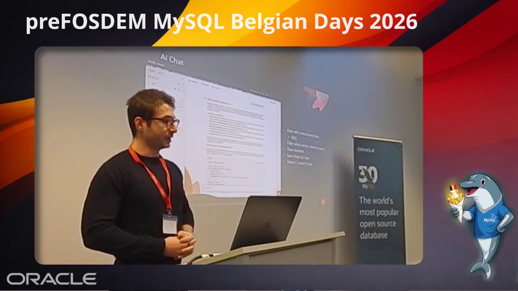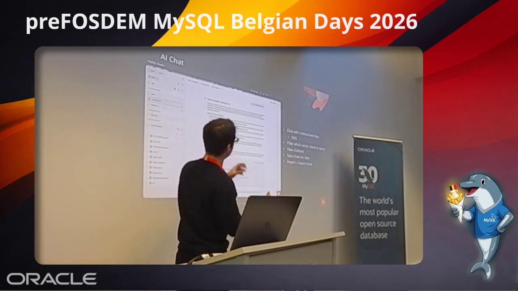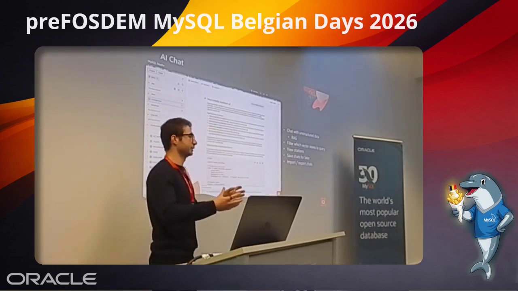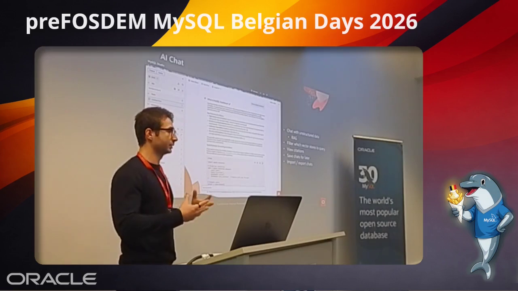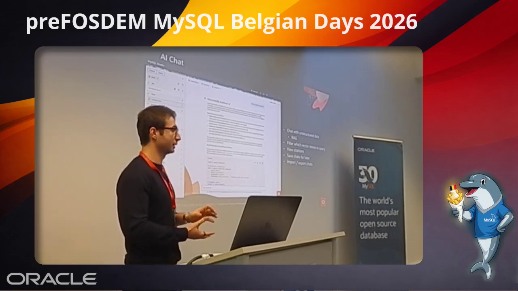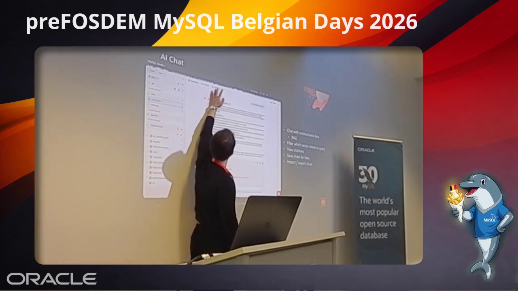I talked about the AI chat. In the cloud version, we have LLMs available because we are integrated with other OCI services. But on-prem, for example, what we allow with MySQL AI is to use local LLMs. Here we have an example. I think the LLM that we use is Grok 4.